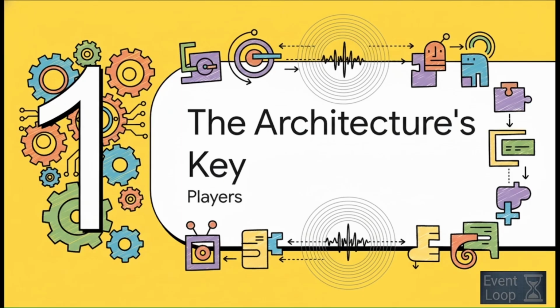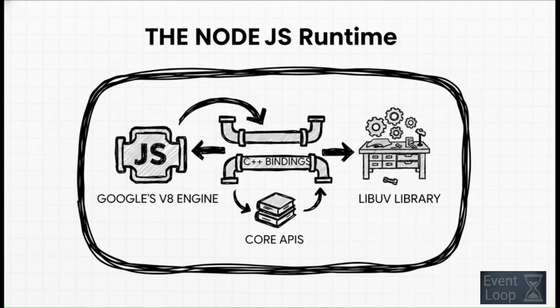Okay, so to really understand how that waiter pulls it off, we need to meet the key players working behind the scenes. It's not just one thing, it's a great team setup where a few different parts work smoothly together. Now, inside Node, there are two main parts we really need to care about. First, you've got Google's V8 engine. You probably know this one. It's the muscle that actually runs your JavaScript. But the real hero of our story today, the second key player, is a C library called libuv. This is what handles all the background work.